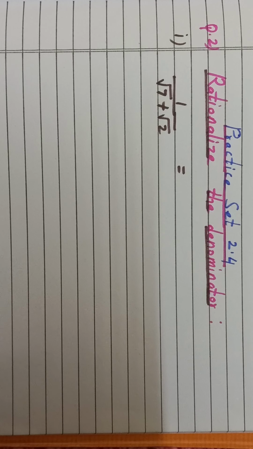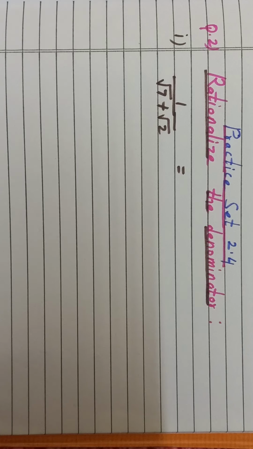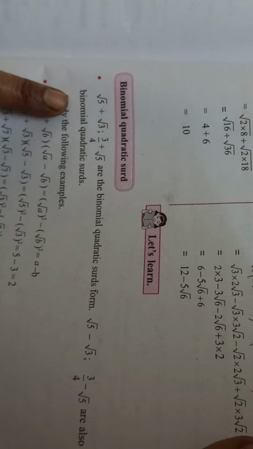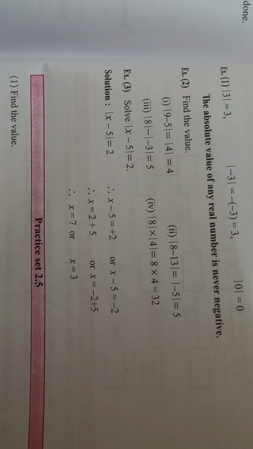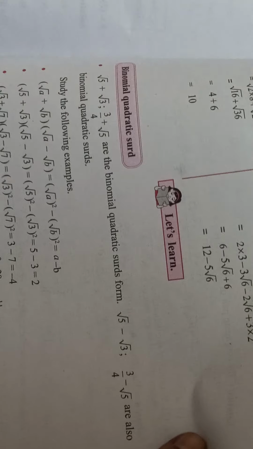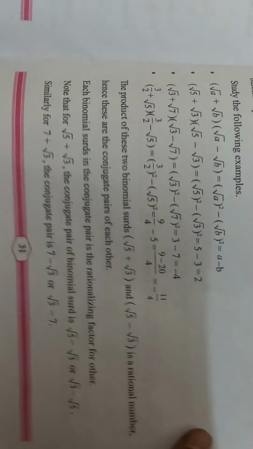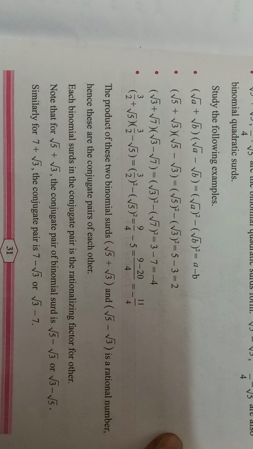Practice set 2.4, question number 2. Rationalize the denominator: 1 upon root 7 plus root 2. Now, we have already discussed the concept of conjugate pair, binomial, quadratic surd in our last class. So, if I want to rationalize the denominator, I need to take conjugate pairs. This we have discussed in our last class.